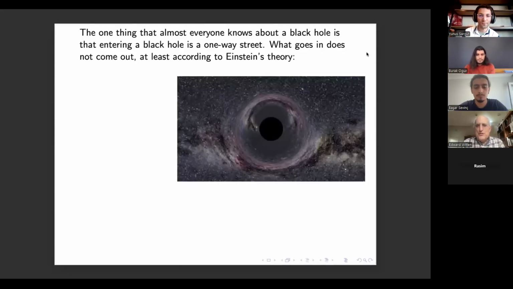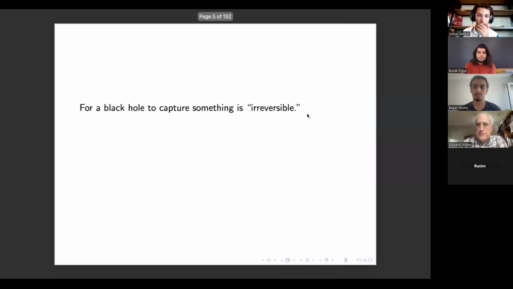So this is a computer visualization of a black hole in the foreground with stars in the background. And the black hole appears like a black disk because all the light incident on it is swallowed up and doesn't get to us. There's, of course, a long story about the deflection of light. So the star background that you see at a distance is highly distorted near the black hole because of the gravitational field of the black hole. Anyway, to state this in the language that's used in thermodynamics, for a black hole to capture something is irreversible.